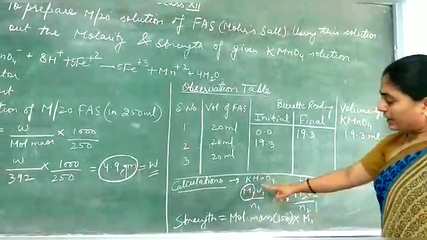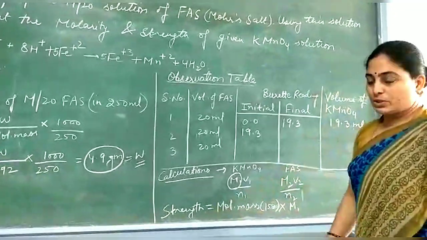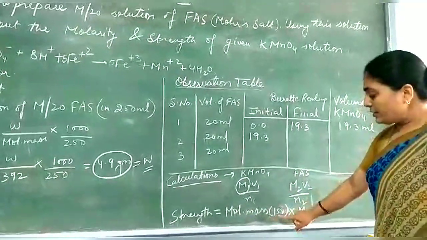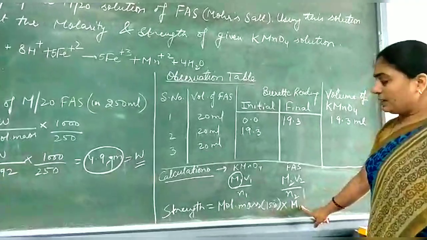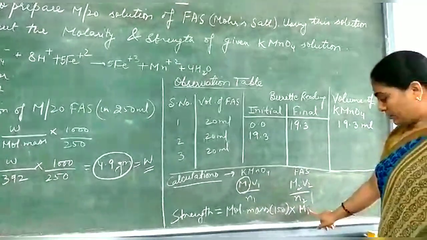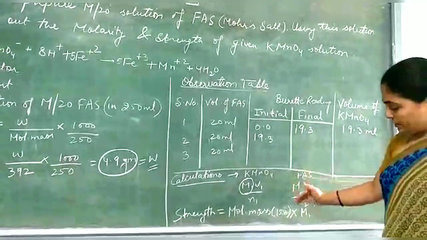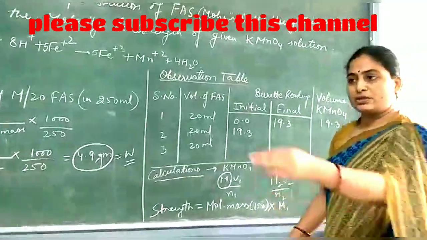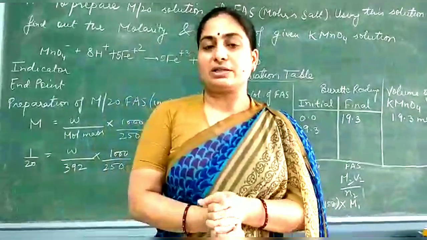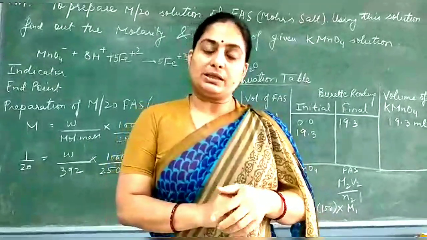Once we calculate the molarity of KMnO4, the next thing is we find strength. So strength can be calculated by taking the molecular mass of KMnO4, that is 158, multiplied by its molarity that we have calculated from this formula. So this is how we are going to do it. This is the experiment that we are supposed to do in the lab. This is what we have discussed here. So please try, read it once, and then we'll meet in the lab and do it.